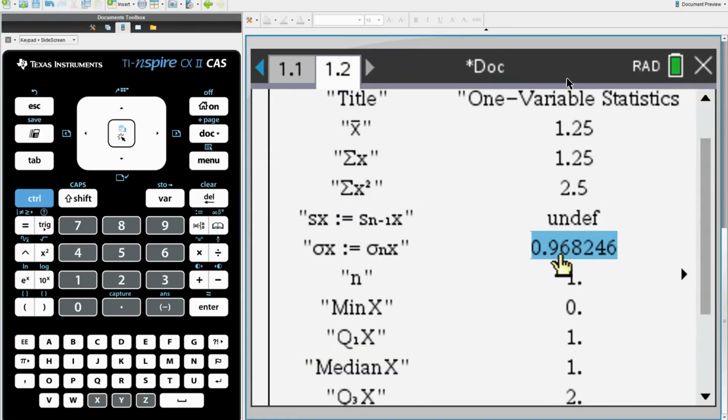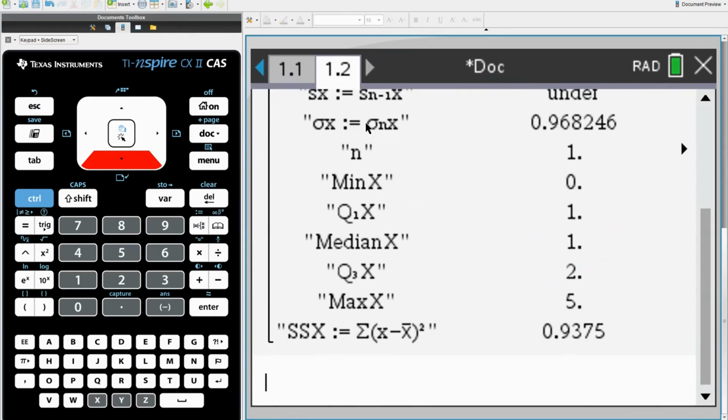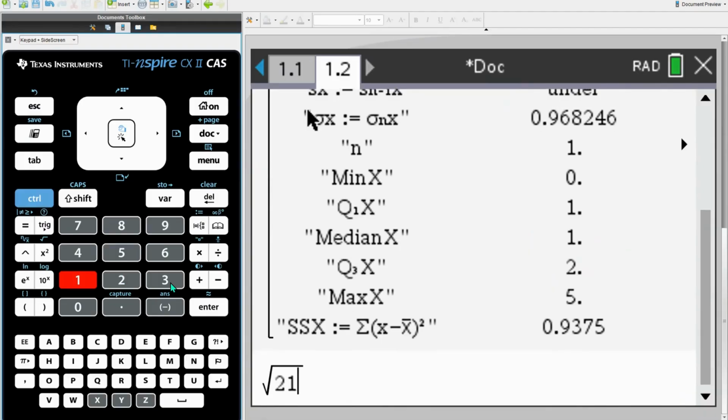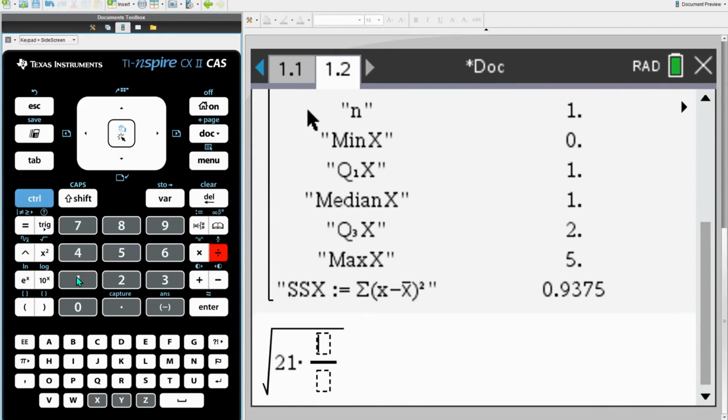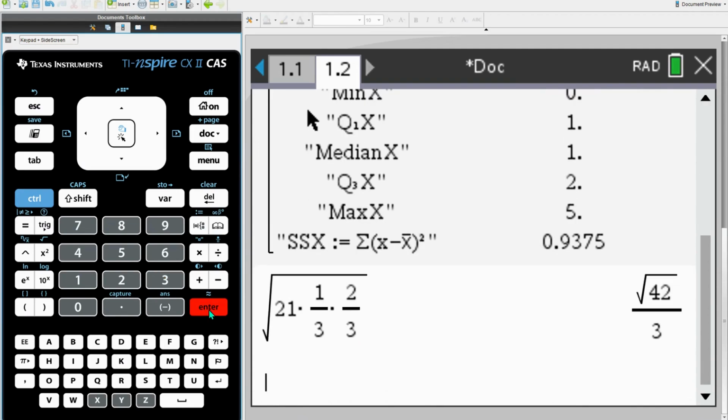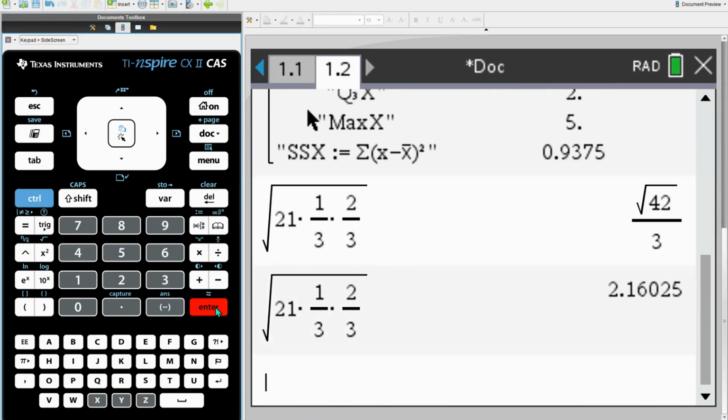I'll scroll down here, get to an open line. So we'll do the square root of 21 times, and then I'm going to do control division to make a fraction, 1/3, and we'll multiply that again by control division, 2/3. And that calculator gives us that answer. I'd rather see it in decimal form, so about 2.16.